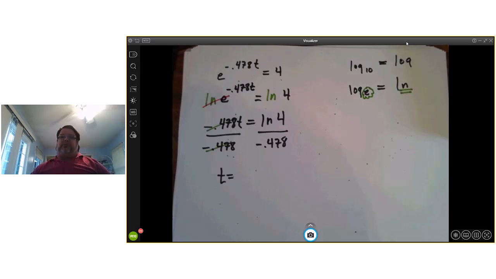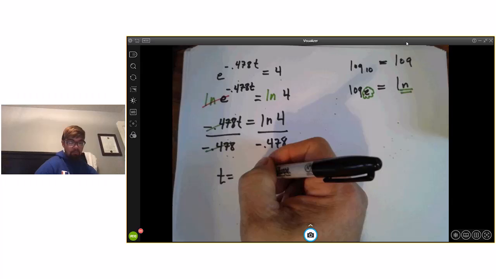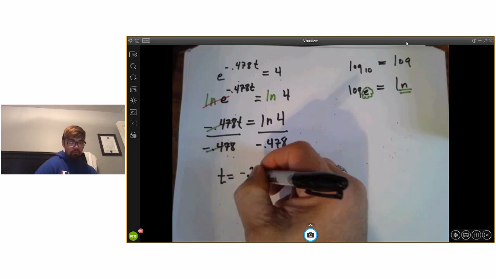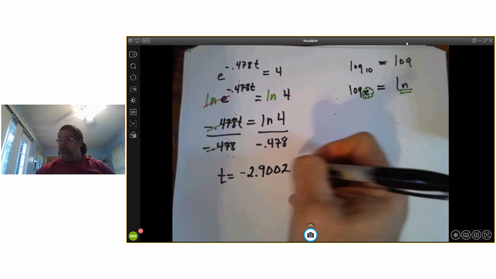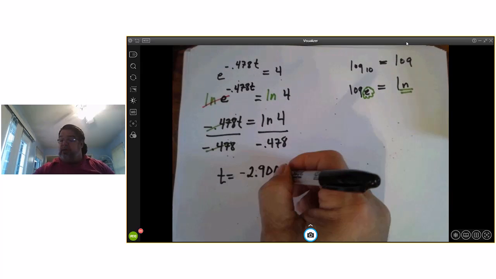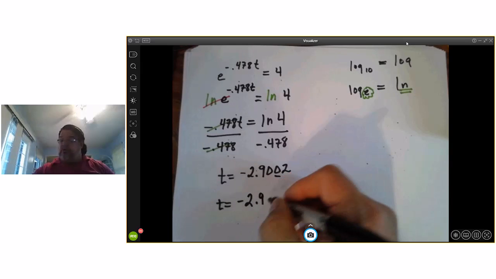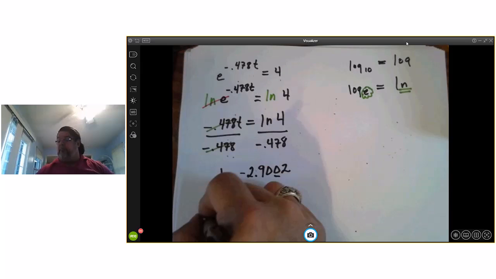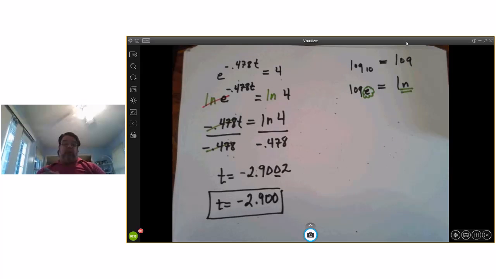To the nearest thousandth. Negative 2.9002. So rounding to the nearest thousandth, it should be t is equal to negative 2.900. Of course, you don't need the 00, but that's a good test question. Why is that a good test question? Because that reviews your algebra.